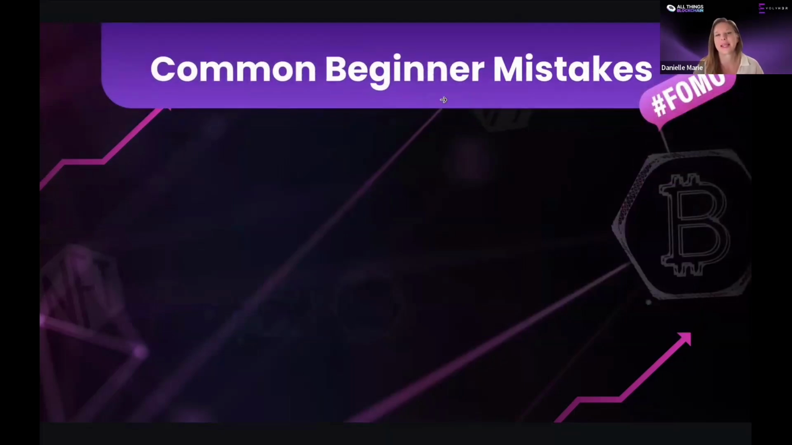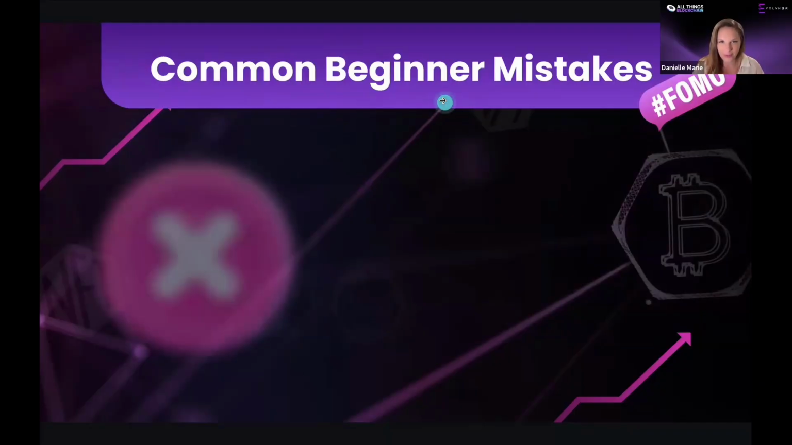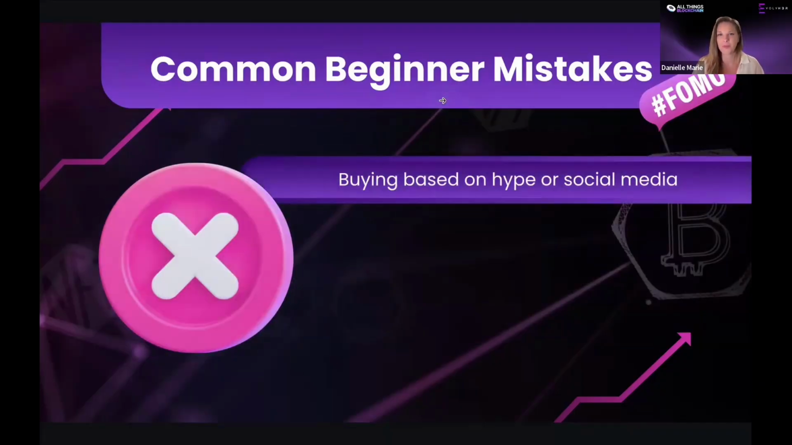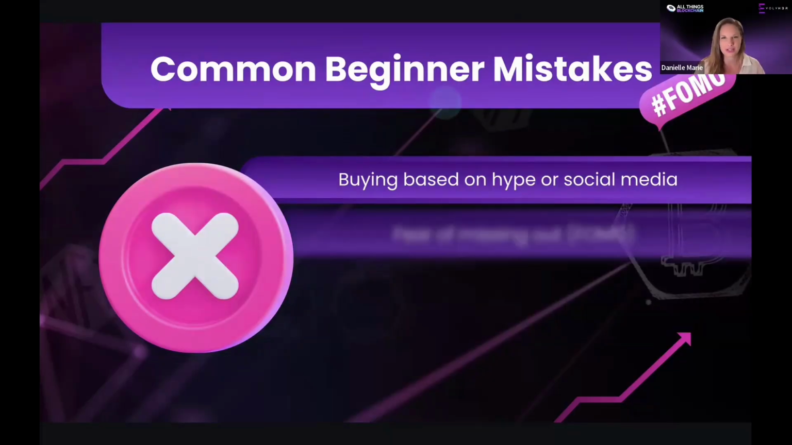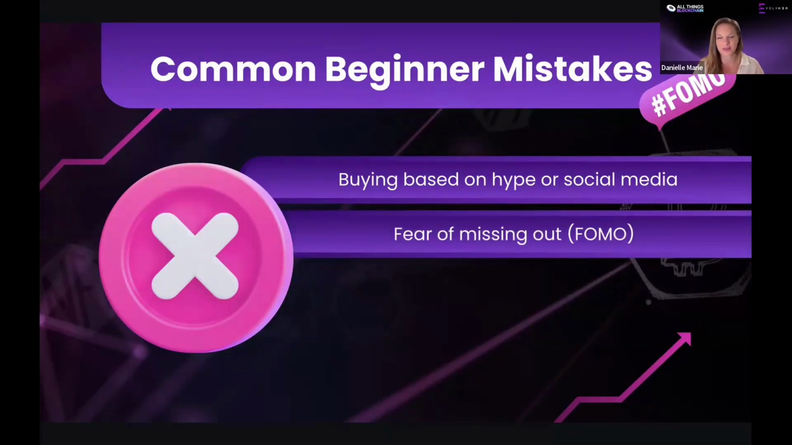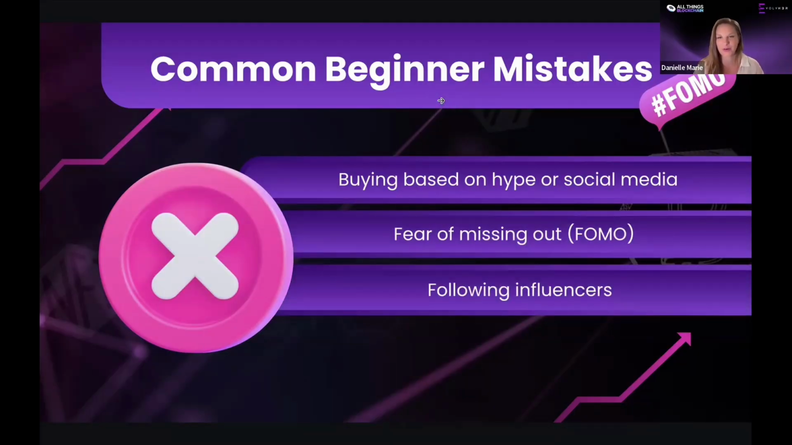So, what are some common mistakes that beginners make? And I've probably made every single one of them. Buying based off hype or social media, I definitely did that in the early days. I have a bit of a higher risk tolerance, and I kind of live with that. Don't invest more than you can afford to lose, same as when I go to the casino. Fear of missing out, I've definitely done that. I just invested because somebody told me to. I did no research whatsoever, but I feared I was going to miss out.